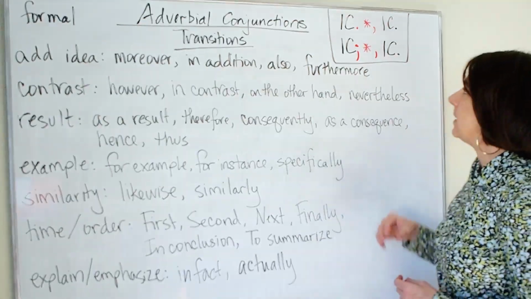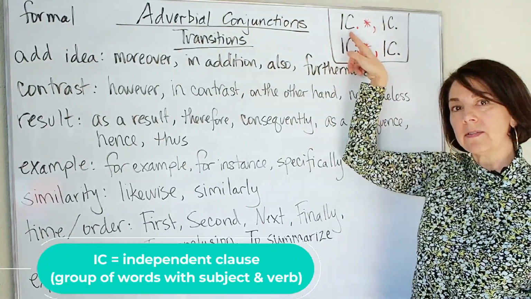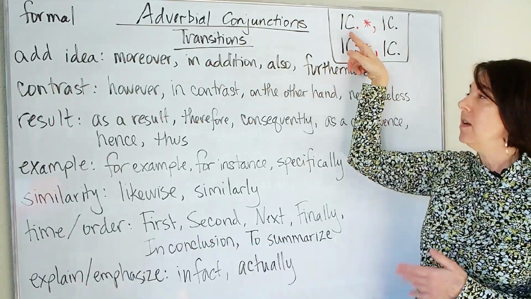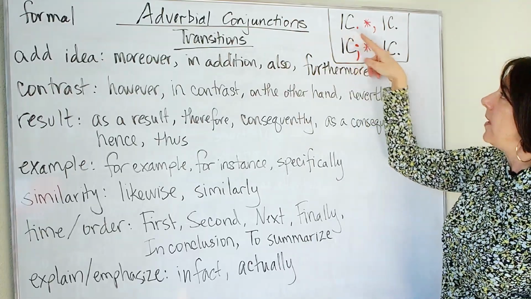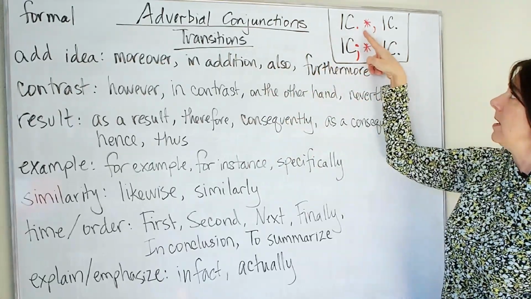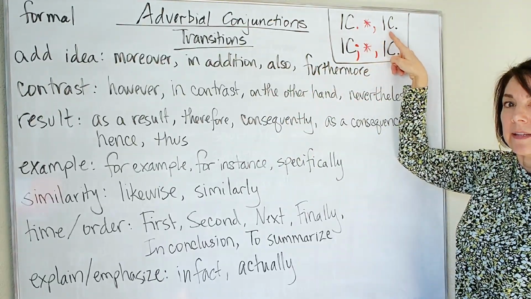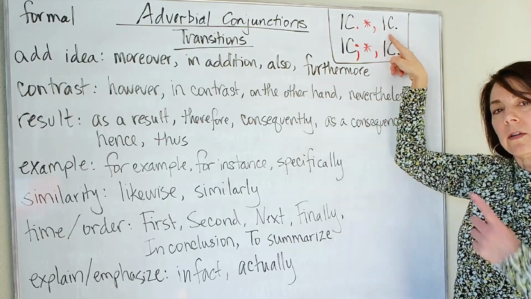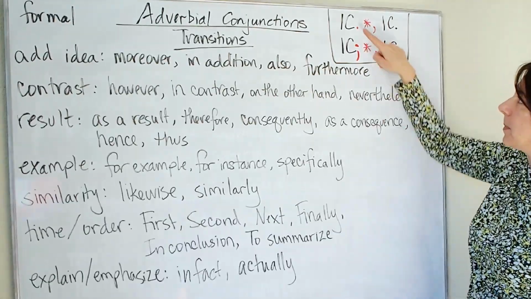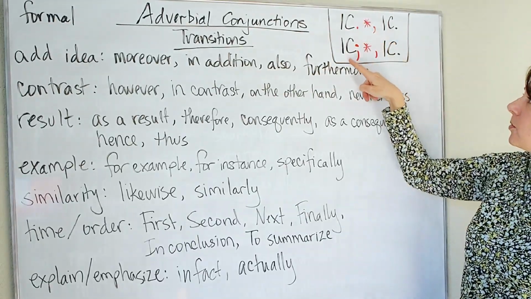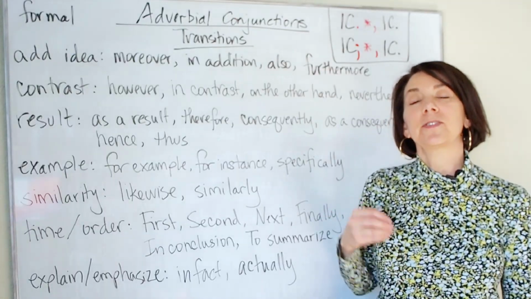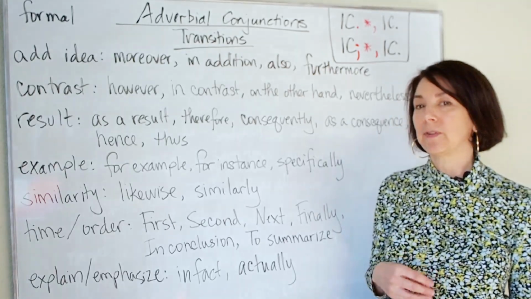And the formula for using these is that you have an independent clause. So that means that there's a subject and verb. It's also a sentence. So you have an independent clause. And then you can put a period, and then you're going to put one of these transition phrases, comma, and then a second sentence or a second independent clause. And I'll show you examples of these in a moment. The other formula is very similar, but instead of putting a period, you're going to join the two clauses with a semicolon.